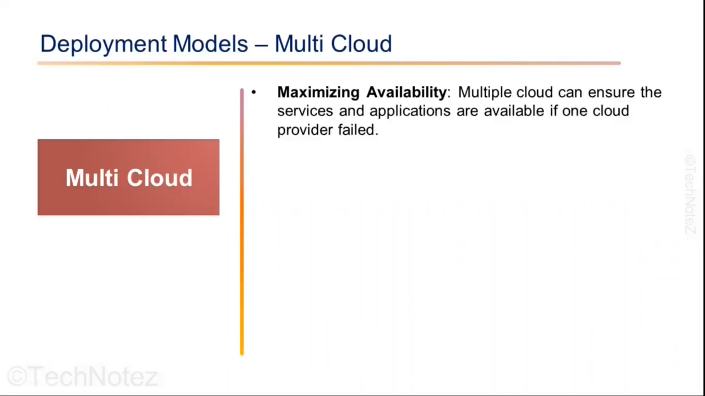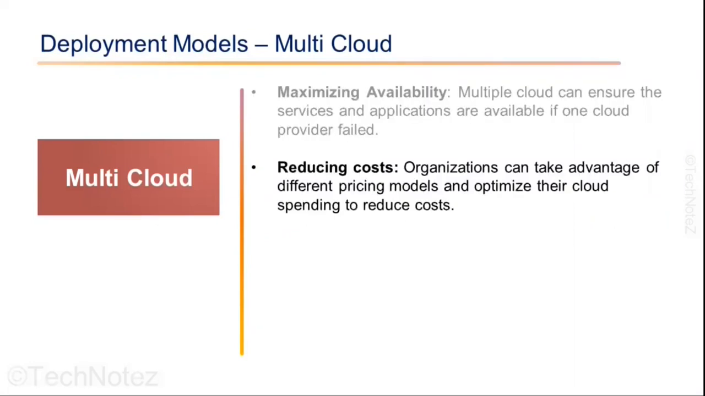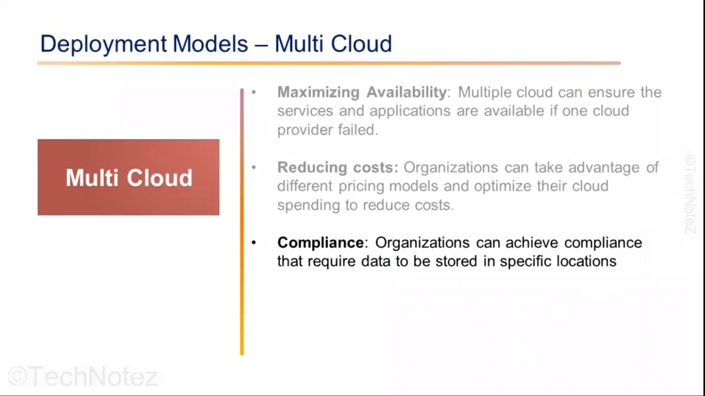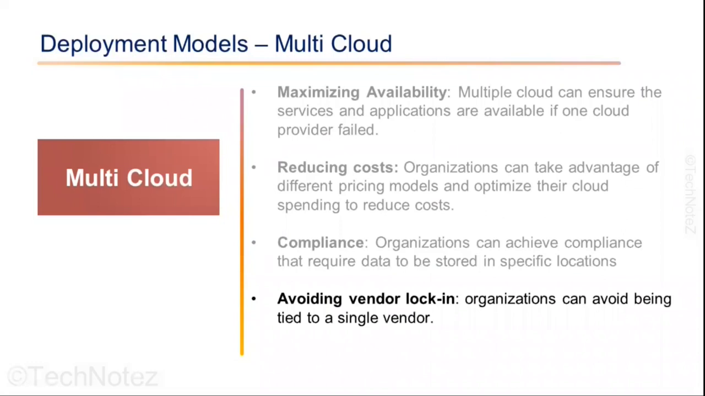Maximum availability. By using multiple cloud providers, organizations can ensure that their services and applications are available even if one cloud provider fails. Reducing the cost. By using multiple cloud providers, organizations can take advantage of different pricing models and optimize their cloud spending to reduce the cost. Compliance. Organizations can meet compliance and regulations that require data to be stored in a specific location or require certain security measures to be implemented. Avoiding vendor lock-in. By using multiple cloud providers, organizations can avoid being tied to a single vendor and can choose the best cloud services for each workload.